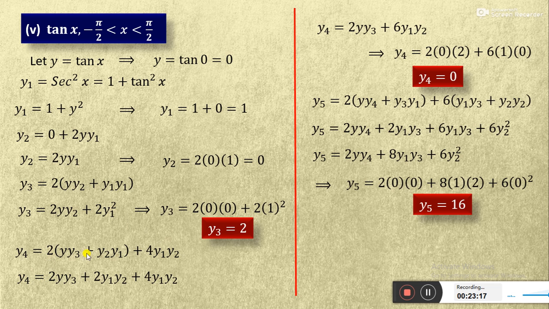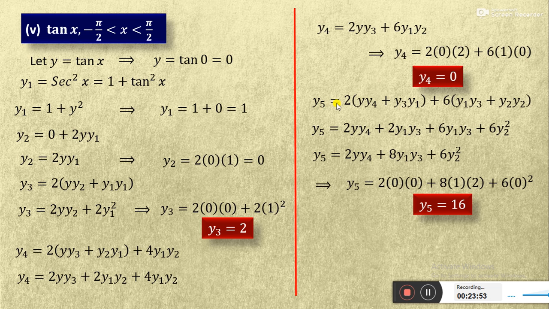I multiply 2 into this factor. So 2y y3 plus 2y1 y2 plus 4y1 y2. So I add the 2y1 y2 plus 4y1 y2, 6y1 y2. So our answer is y4 equal to 2y y3 plus 6y1 y2. Therefore y4 equal to 2 into, the y value is 0 and y3 value is 2, plus 6 into y1 value is 1 and y2 value is 0. Therefore 2 into 0 is 0, plus 6 into 0 is 0. Therefore y4 equal to 0.